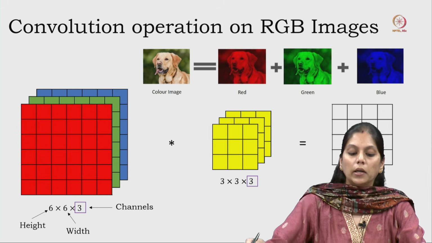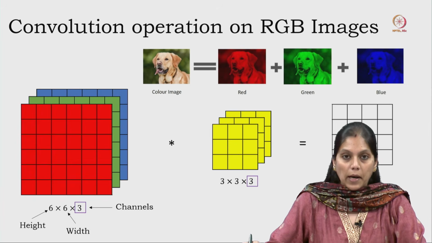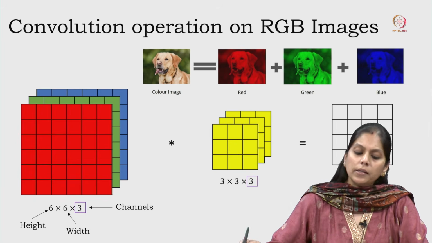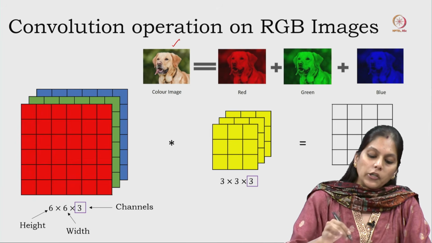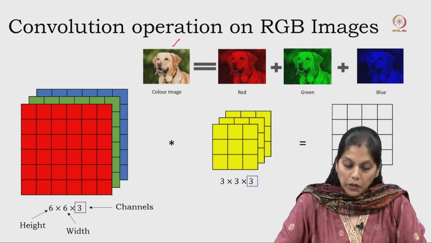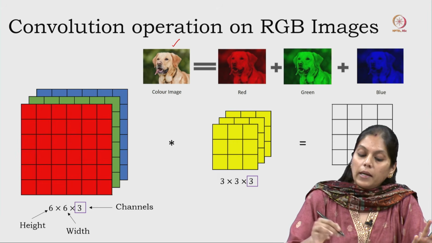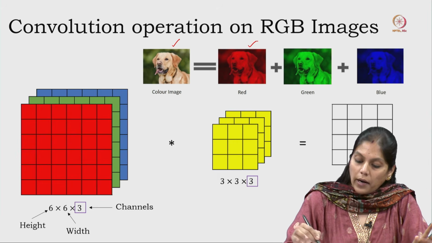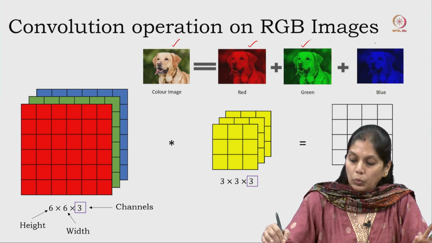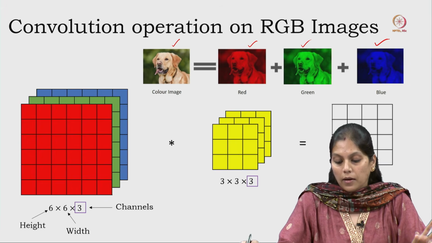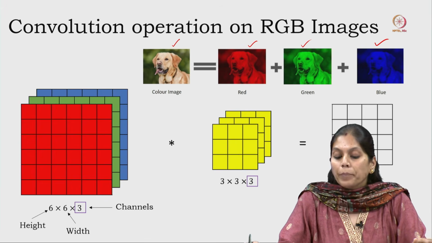So, this is how a convolution is applied on RGB images. When you look at this image, it is a colored image, it is an RGB. Whenever you say it is a colored image, it is a combination of red, green and blue. This we have seen in our introductory session itself.